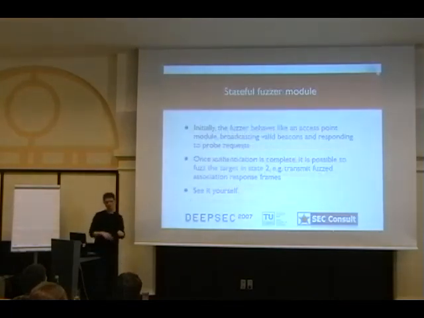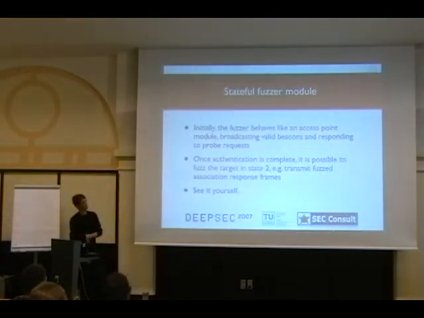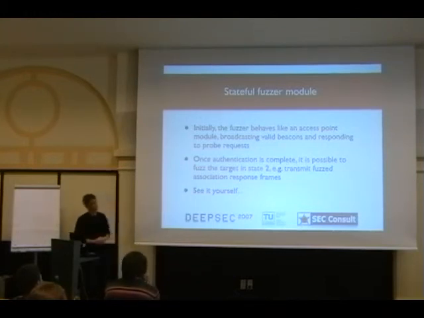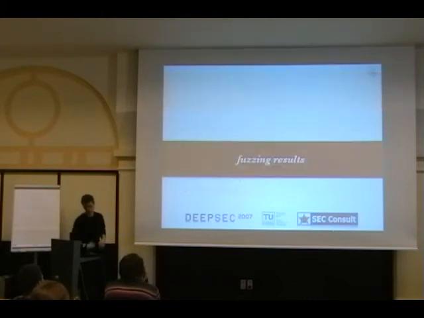So the next module I want to talk about is the stateful fuzzer module. Unlike other fuzzers that have been published, we do stateful fuzzing, so we go into state 2, we go into state 3, and do everything we can there. And the fuzzer module really behaves like the access point module, but we can tell it to replace single packets with a fuzzed version of it. So we can really say, fuzzer module, go ahead, act like an access point, and as soon as we receive an authentication, we want to reply with a fuzzed packet. So we can really pick out single packets and fuzz these. And we will also show this module in a second.